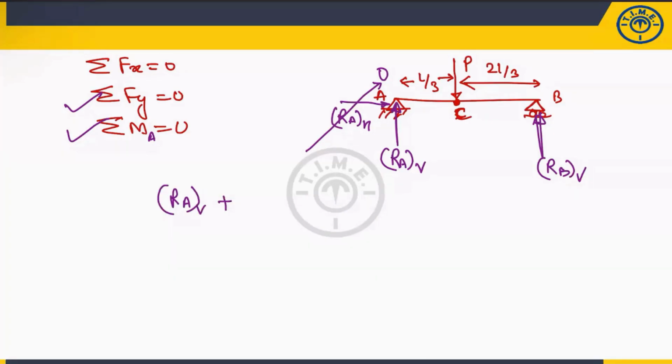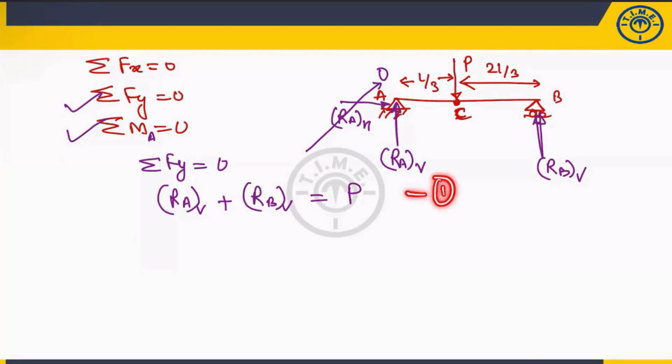The reaction at A, suppose if you are using summation of force in y direction 0, RAV plus RBV, the total summation of force will be equal to P. Two vertical forces is equal to P. Now, if you take the moment about A, how will you take? Okay, Janesh has given the answer. 2P by 3. Okay, so 2P by 3 you are telling. Okay, RA value is 2P by 3. Very good. Correct answer. RA value is 2P by 3 means RB value will be P by 3.